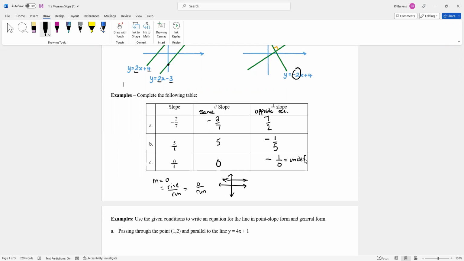What does an undefined slope look like? Well, that says there's no run, which means x is not changing, which means I get a vertical line. A horizontal line and a vertical line are in fact perpendicular, okay?